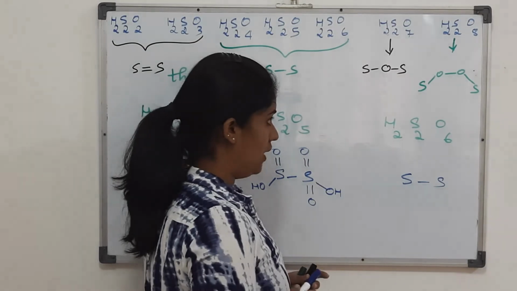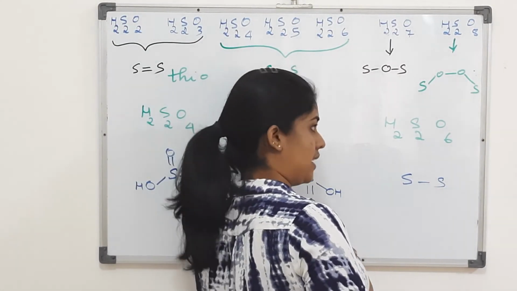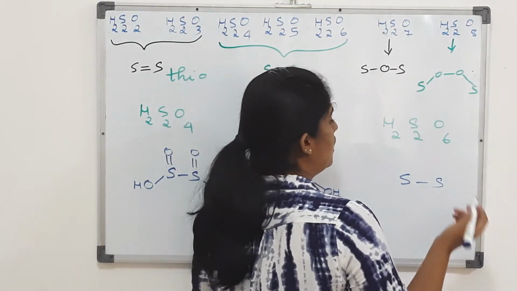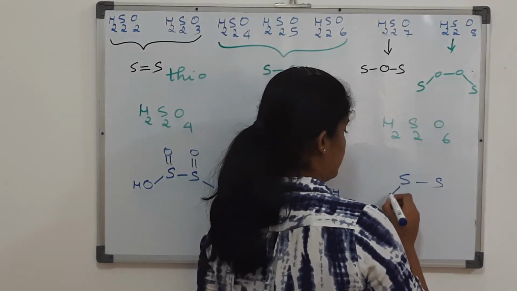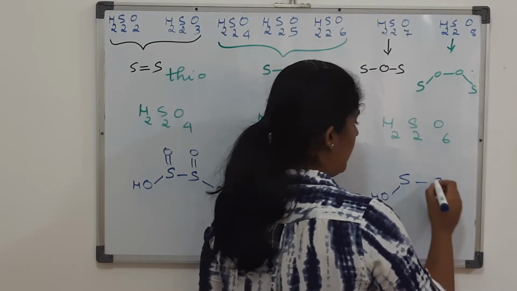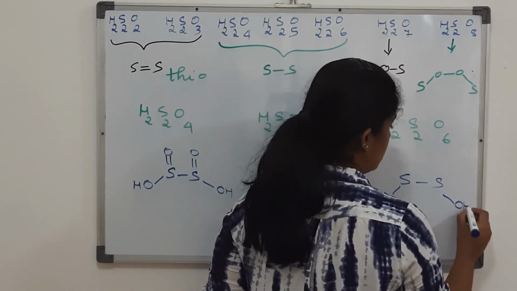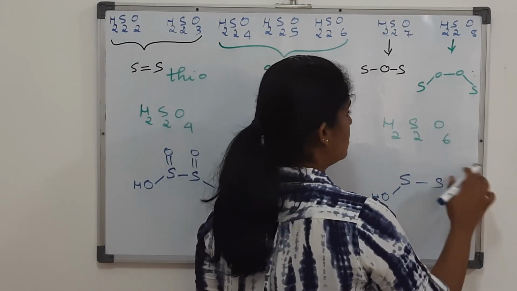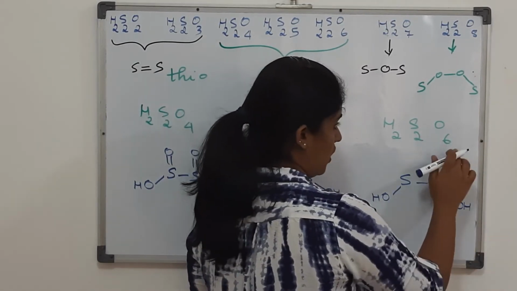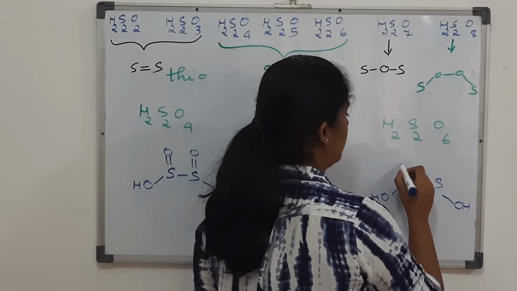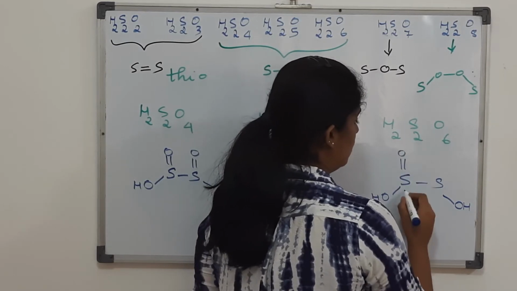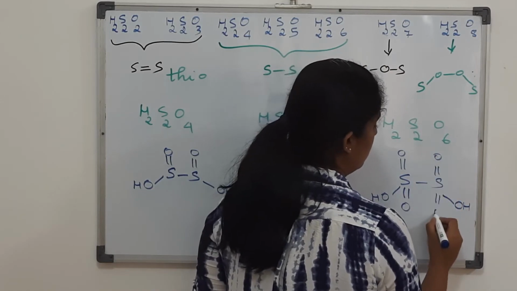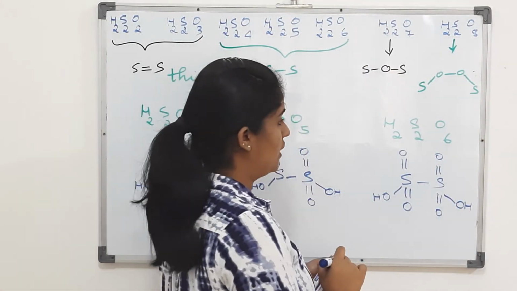Now the last one is H2S2O6. Similarly, now there is an S single bond S. Now dibasic, so there is an OH and there is an OH. That's done. Then what else is there? 6 oxygens are there in total. 2 are done, so 4 more are there. So it's like 1, 2, 3, 4. We're just equally distributing them.